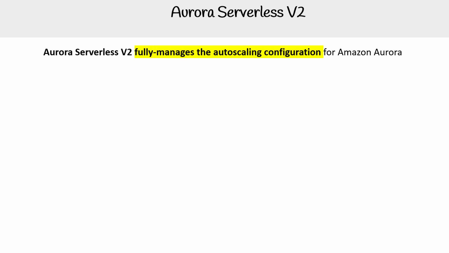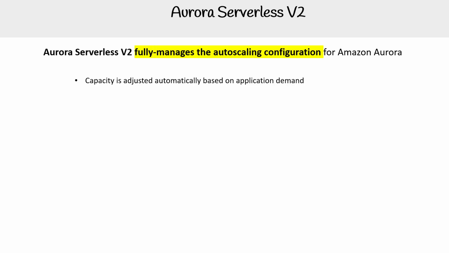Aurora Serverless version 2 fully manages the auto-scaling configuration for your Amazon Aurora. What about version 1? I don't remember anymore. I used it when it first came out. It did not work that great, and it's no surprise that it's gone. So just understand that it's just version 2. There's no version 1 anymore.